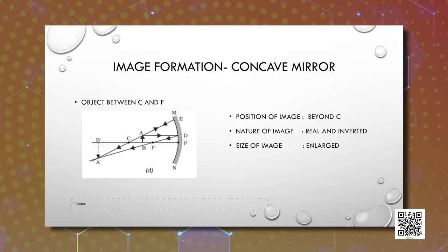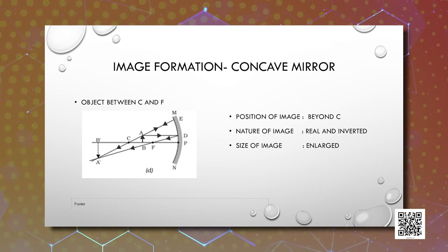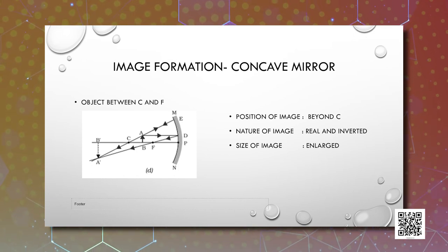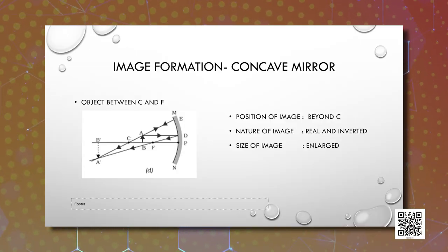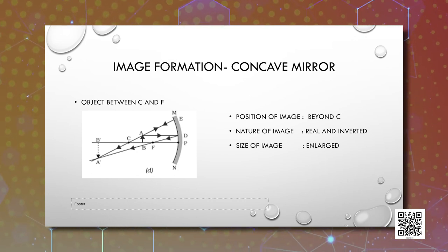Now, moving to our next case, wherein the object is placed at C. Here we will consider two rays starting from the object. The first one, which is parallel to the principal axis, will pass through the focus after reflection from the mirror. Another ray, which passes through the focus of the mirror, after reflection will become parallel to the principal axis. Both these rays will meet at the center of curvature, forming a real, inverted, and same sized image.